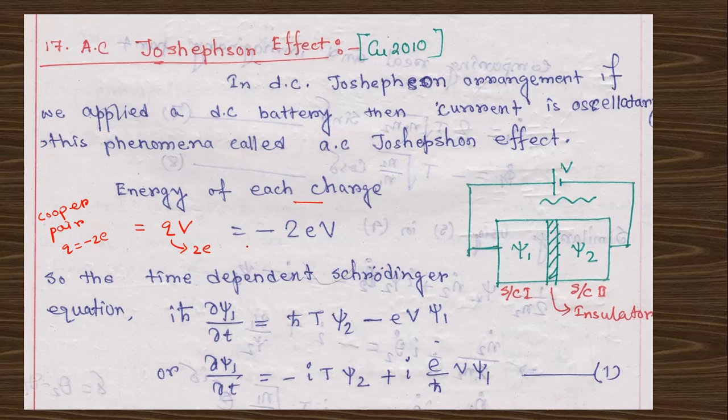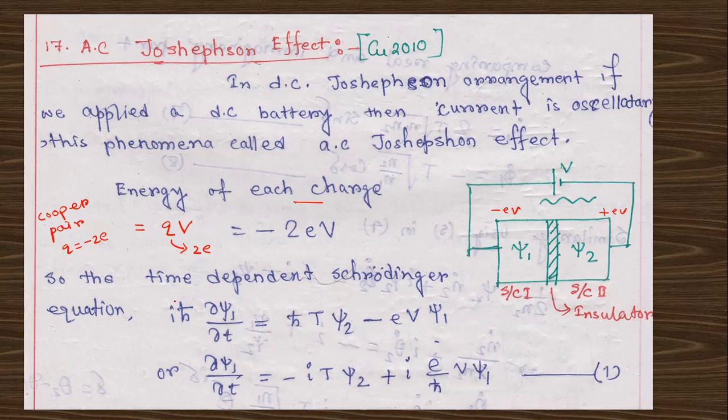That's why the energy difference is minus 2eV. We can take minus eV at one side and plus eV at the other, so final minus initial will be the difference, from one side to the other, minus 2eV.